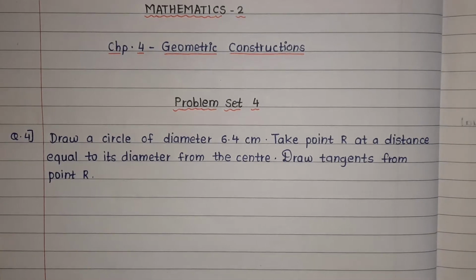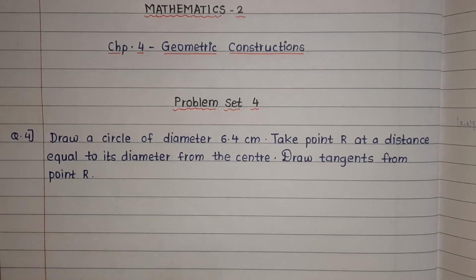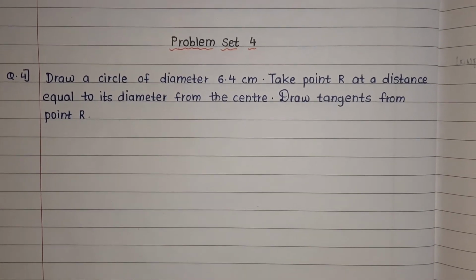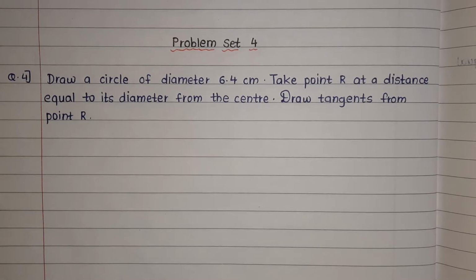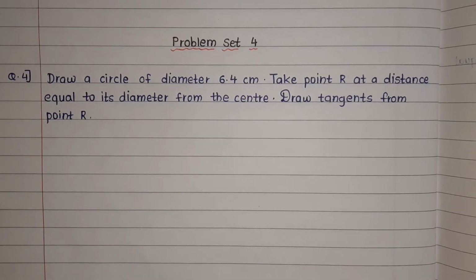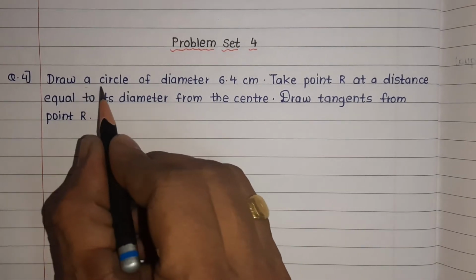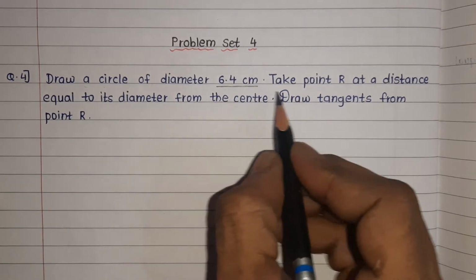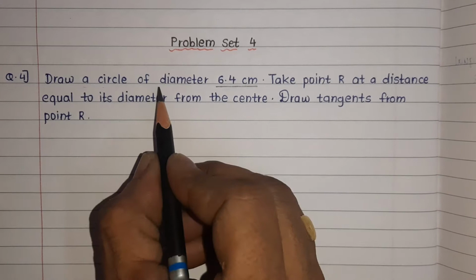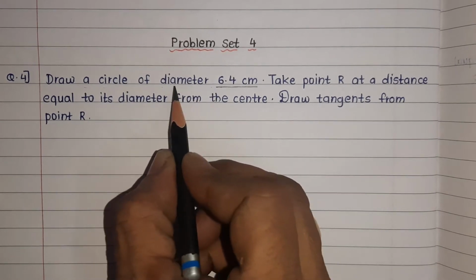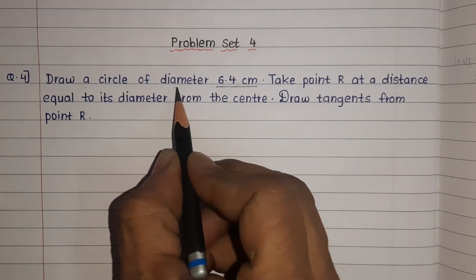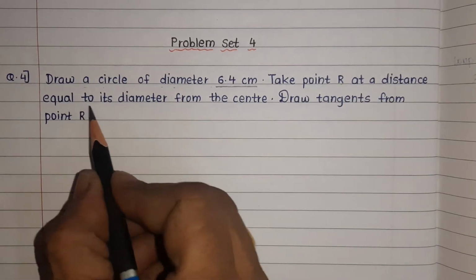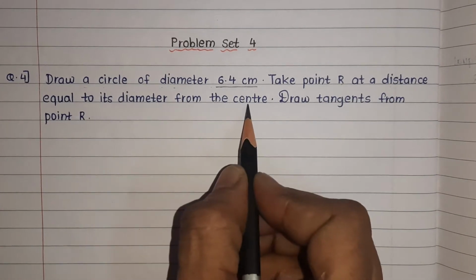Now question number 4 we have to start. In this, first we have to read the question. Draw a circle of diameter 6.4 centimeter. Dear student, radius is not given, diameter is given. Be careful about this. Take a point R at a distance equal to the diameter from the center.